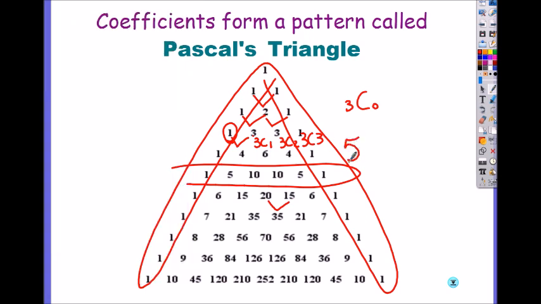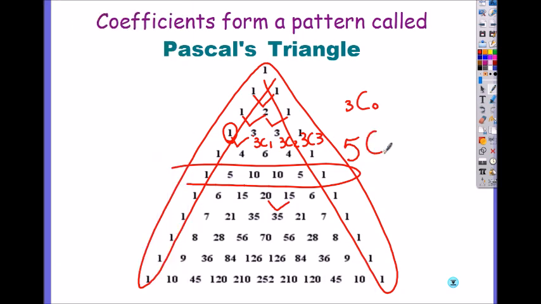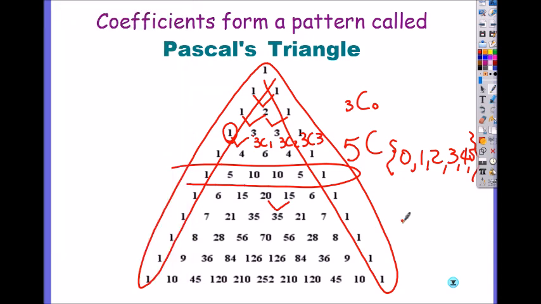So if you're doing this, 5 choose, curly bracket, 0, comma, 1. I'm putting in a set of numbers, that's why I use the curly bracket. And when you press enter, it's going to give you this row. You see 1, 5, 10, 10, 5, 1. And those become the coefficients of each term.